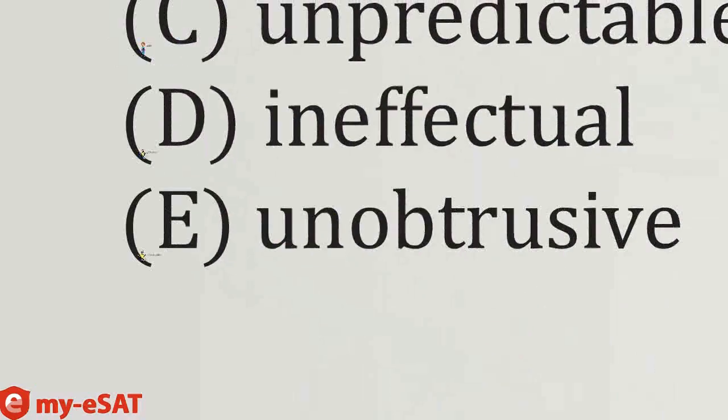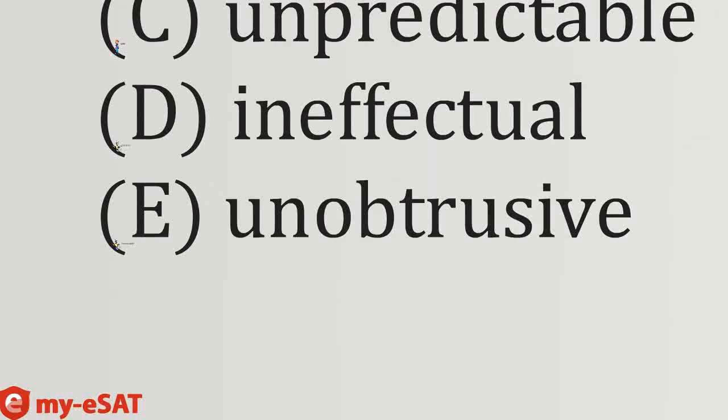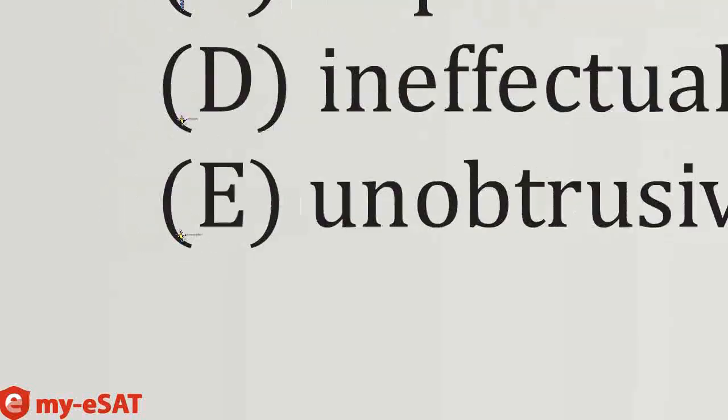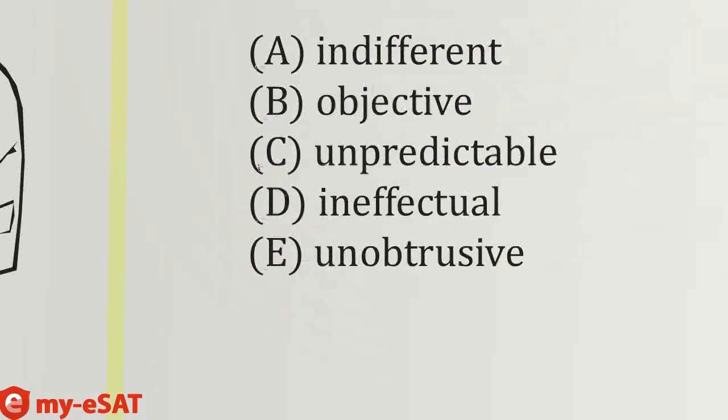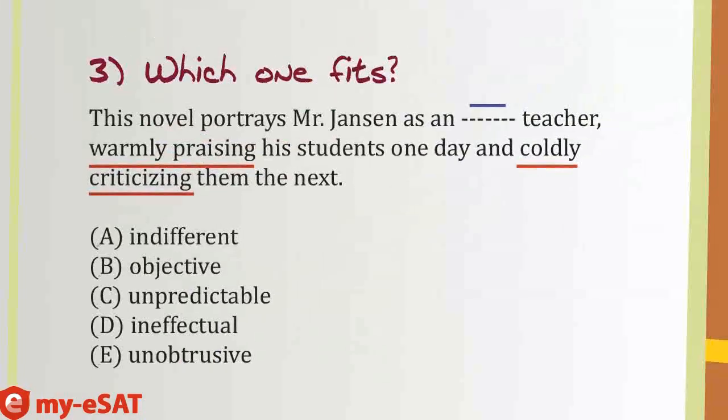Let's look at answer choice E. Was Mr. Jensen an unobtrusive teacher? Unobtrusive here means unnoticeable or low profile. Like before, we don't know. Maybe he was, maybe he wasn't. So this isn't such a hot answer choice either. Looks like the best answer is C, unpredictable.